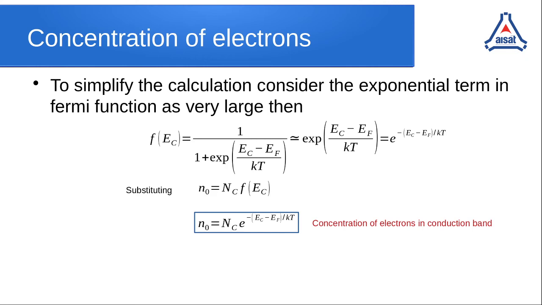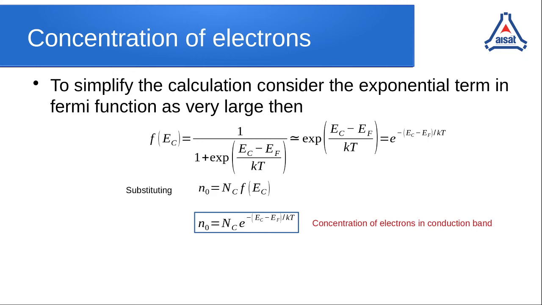In this equation, if we consider the exponential term is very large, then it can be approximated as exponential of minus ec minus ef by kt, which is equal to e raised to minus ec minus ef by kt. There is a minus sign missing in the first part of it. So you have to read it as f of ec is approximately equal to exponential of minus ec minus ef by kt, which is correctly represented as e raised to minus ec minus ef by kt.